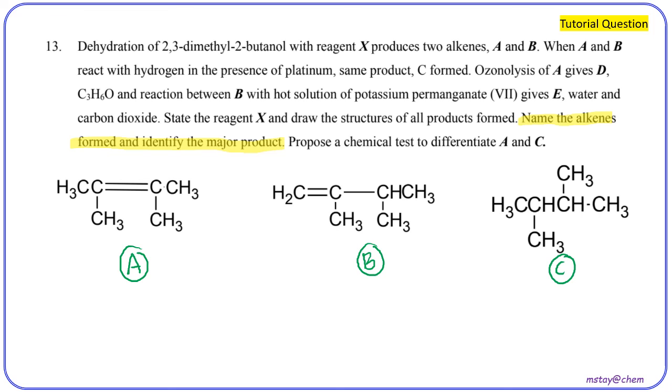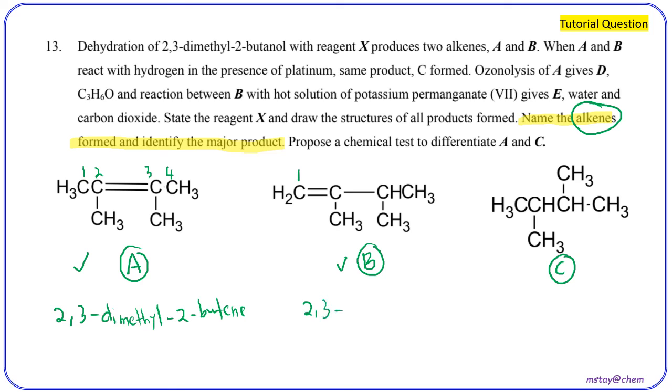Okay, so name the alkenes formed. Among A, B, C, we only need to name A and B because they want us to name the alkenes, so it's not necessary to name all the products formed. Here we have 1, 2, 3, and 4, so this alkene is 2,3-dimethyl-2-butene. B is the same case, only the double bond is at the first carbon, so it's 2,3-dimethyl-1-butene.